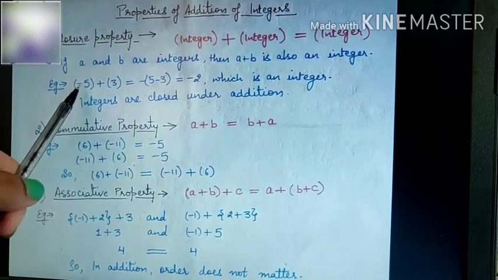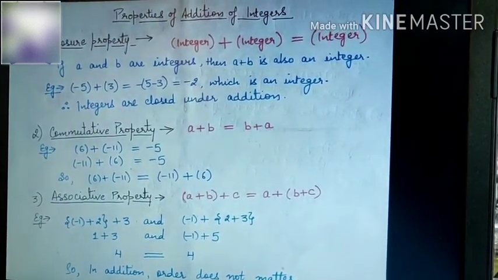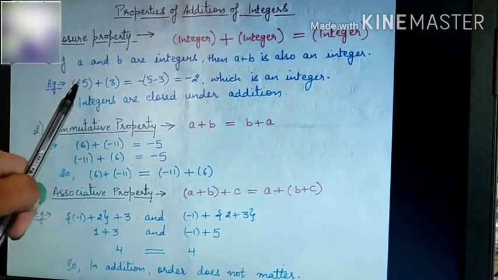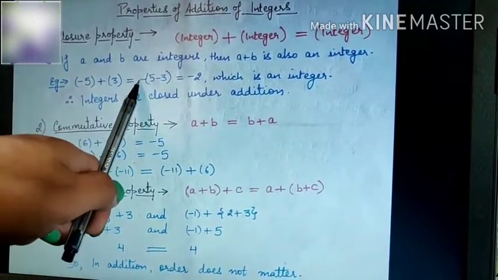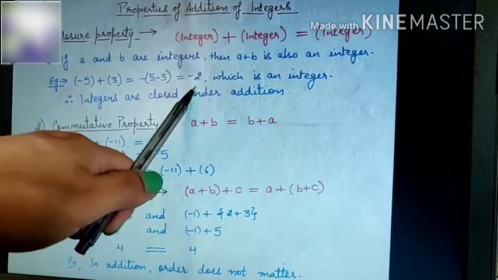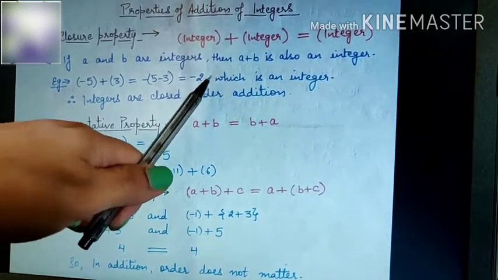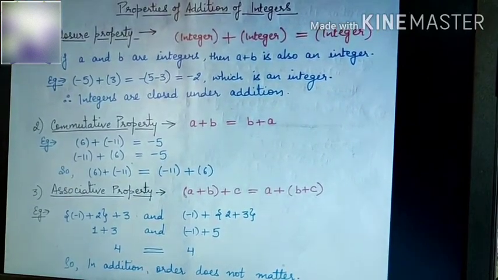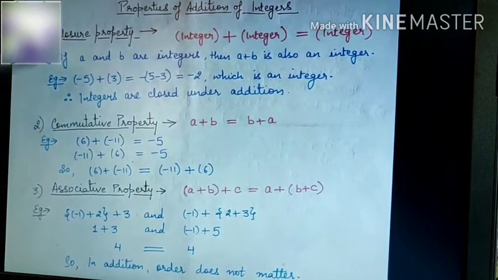I have taken minus 5 and 3. These are the two integers. When I add these two integers, one is negative, other is positive. It is minus 5 plus 3, that is minus 2. Minus 2 is also an integer. So integers are closed under addition. Now commutative property.